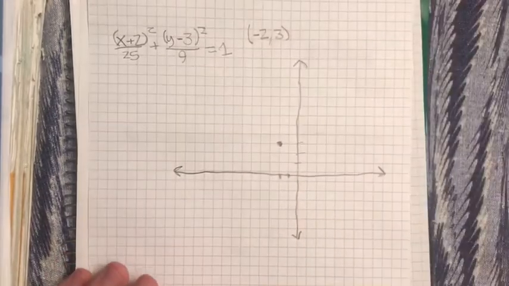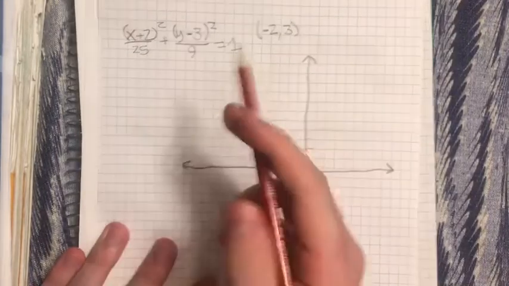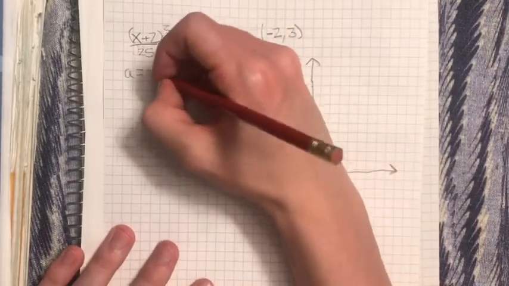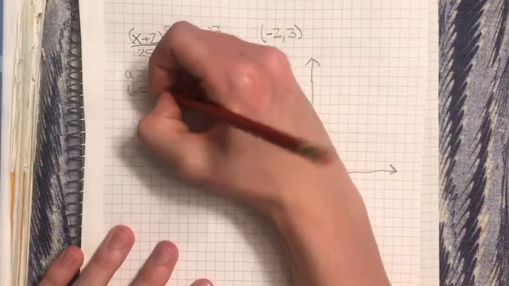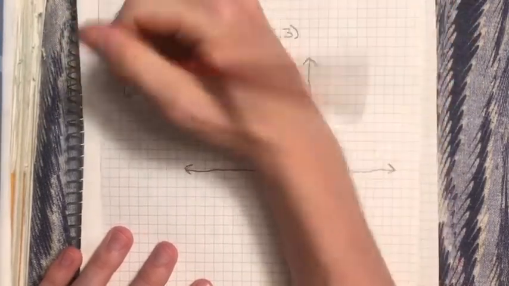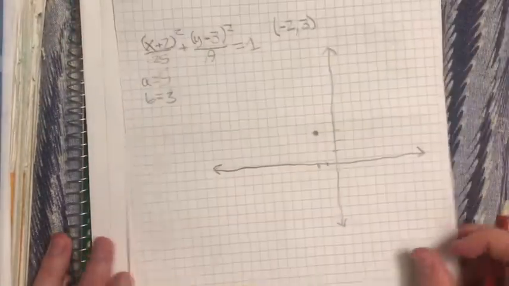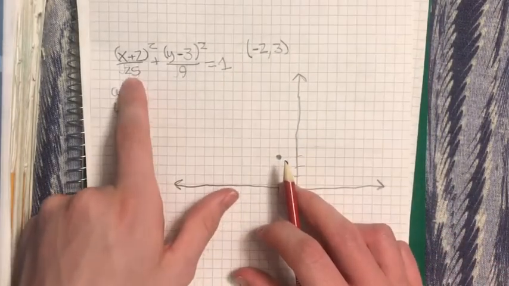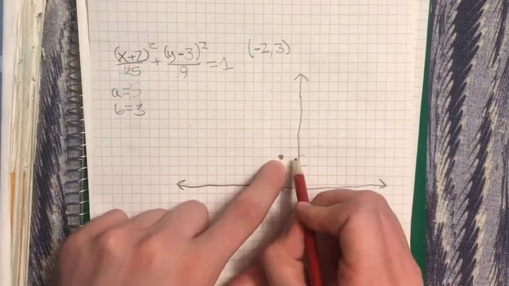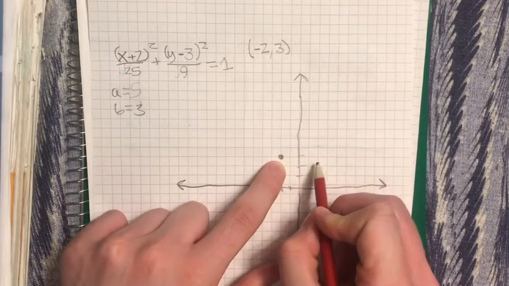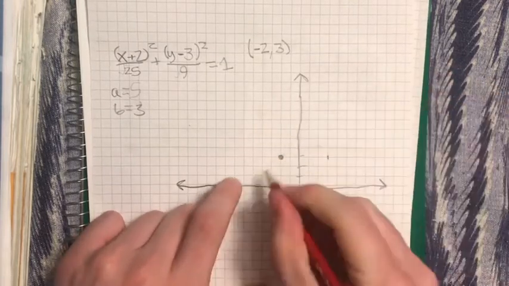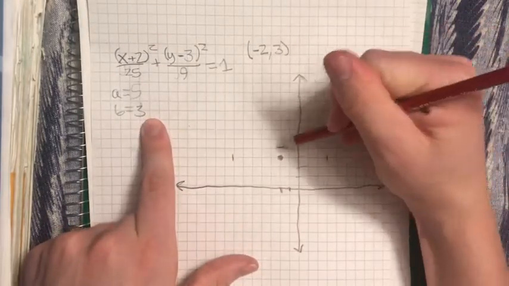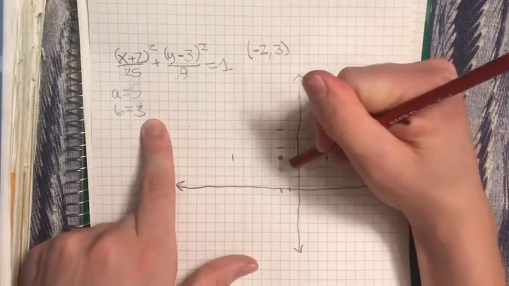Then we are going to find a and b. So we're going to root each one. a equals 5 and b equals 3. And that finds us the vertexes and co-vertexes. So a, the 25, is under x, so we go out 5. 1, 2, 3, 4, 5, 1, 2, 3, 4, 5, and then up and down 3. 1, 2, 3, 1, 2, 3.